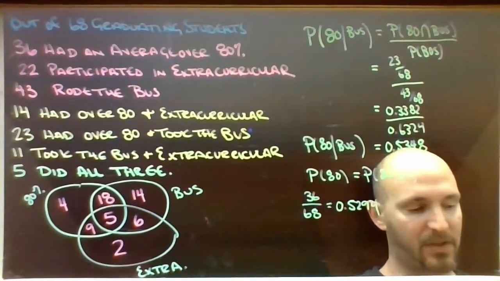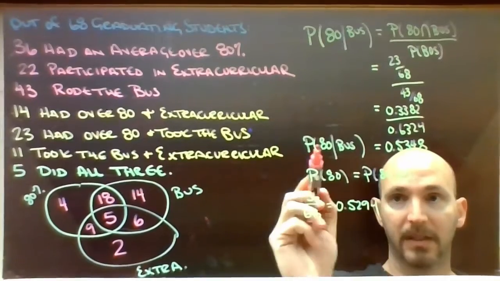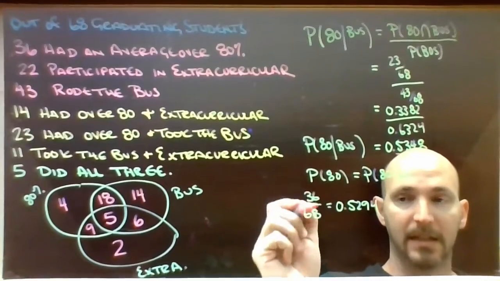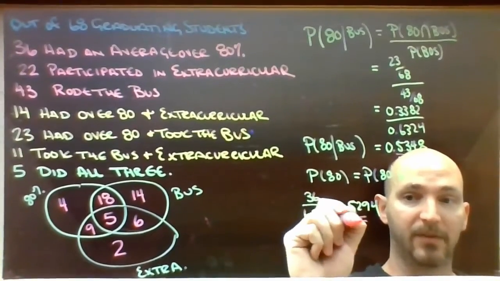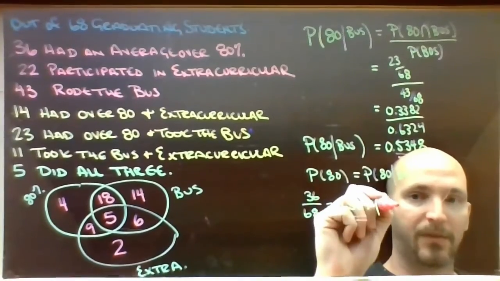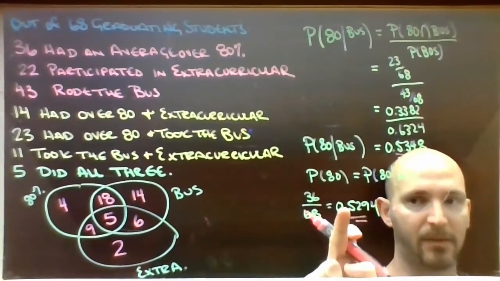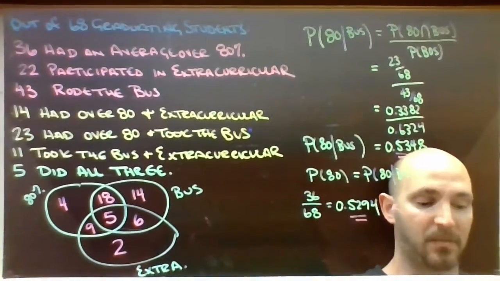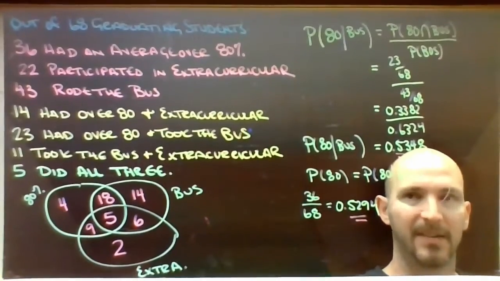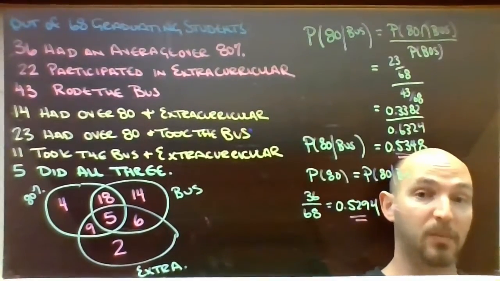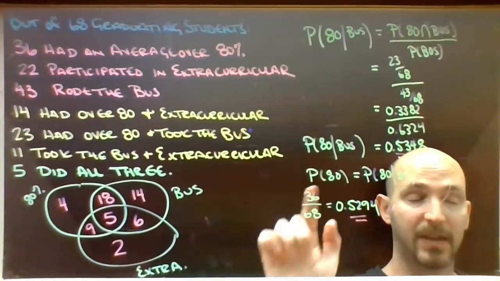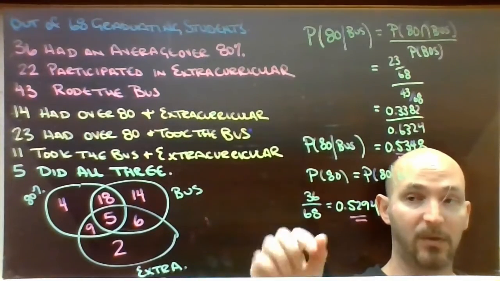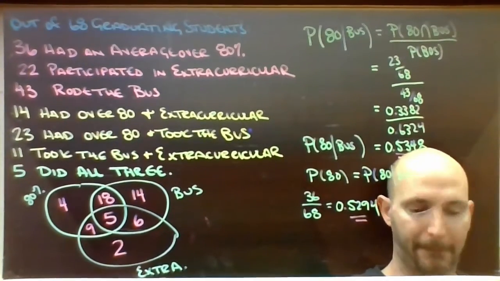So if we compare those two numbers, the probability of getting an 80 given you rode the bus was 0.5348, and the probability of getting an 80 was 0.5294. Now if you look at those two things, if I rounded this to only 2 decimal points, it would round to 0.53. If I rounded this to only 2 decimal points, it would also round to 0.53. So calculating it this way also provides some evidence that these two things are independent, because the probability of A given B is equal to the probability of A.